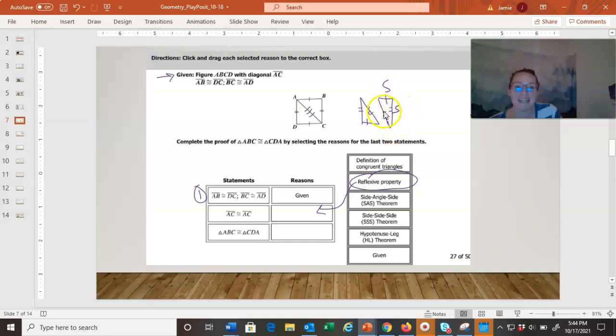And it is side, side, side. So we would grab that side, side, side congruence theorem. Sometimes you'll see it written congruence theorem. Sometimes you'll see it written congruence postulate. It kind of depends on the author.